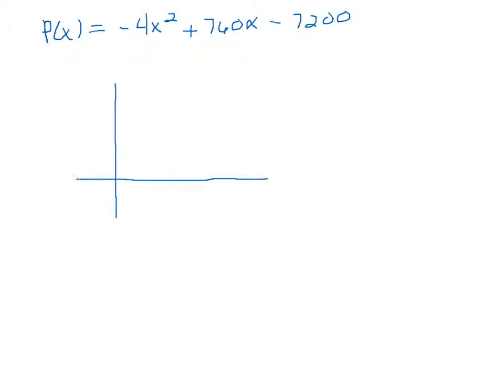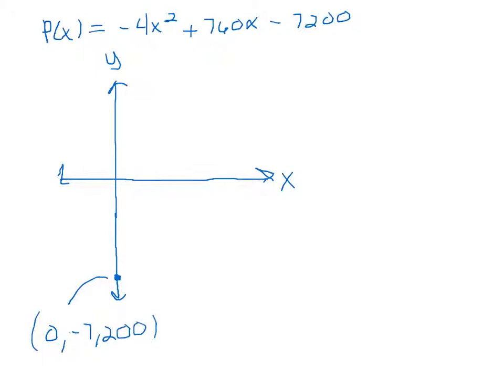So we have our function here. This is my x-axis and this is my y-axis. We know that this function is going to intersect the y-axis at negative 7,200. Or when x is equal to 0, y is going to be negative 7,200. So let's just say that this is the ordered pair 0, comma, negative 7,200. Okay. We know that it's going to open down.